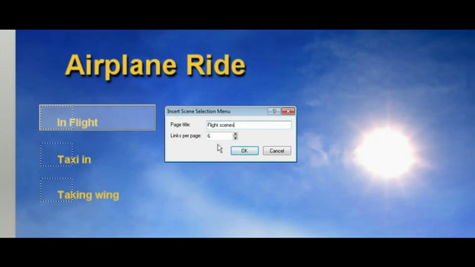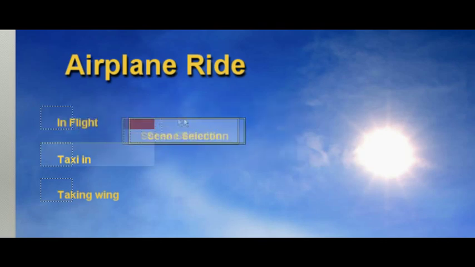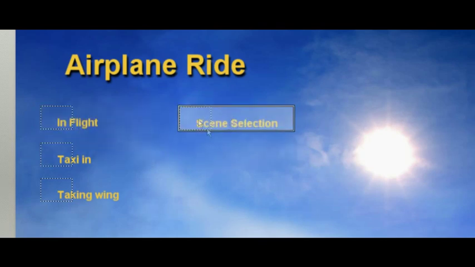And I can dictate how many links I want per page. Now we had 5 chapters, so 6 will be just fine here, and I'll just click OK. It creates a new button. It's called My Scene Selection. And if I navigate into that button, it now leads to a new menu.